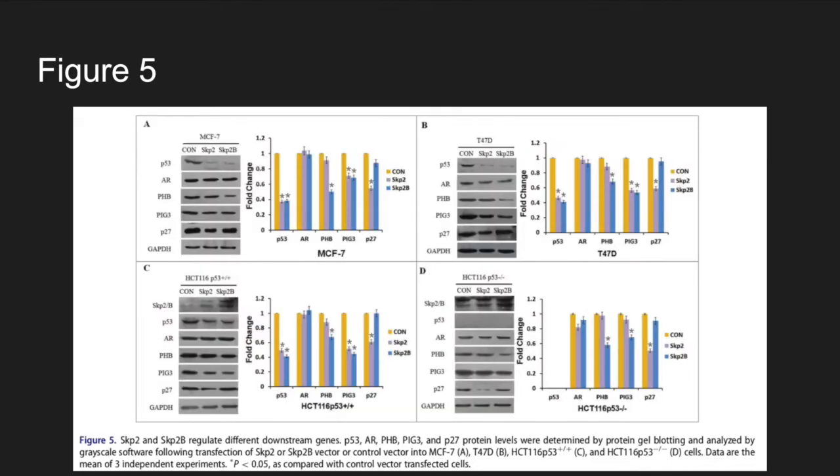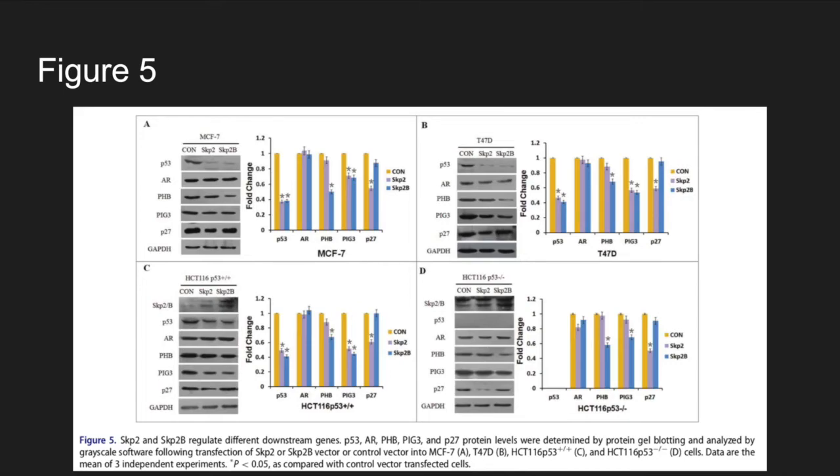SKP2 and SKP2B are shown to regulate different downstream genes, including P27 and P53. Protein gel blotting in Figure 5 was used to determine protein levels of P27 and P53 and other proteins. SKP2 was found to seriously suppress levels of P27. Low levels of P27 is associated with breast cancer.